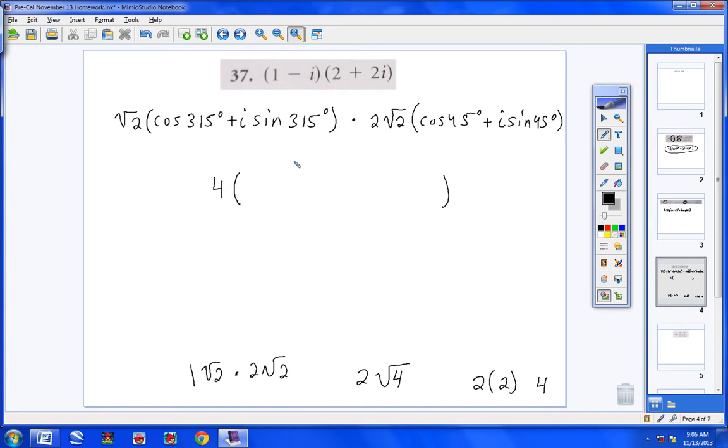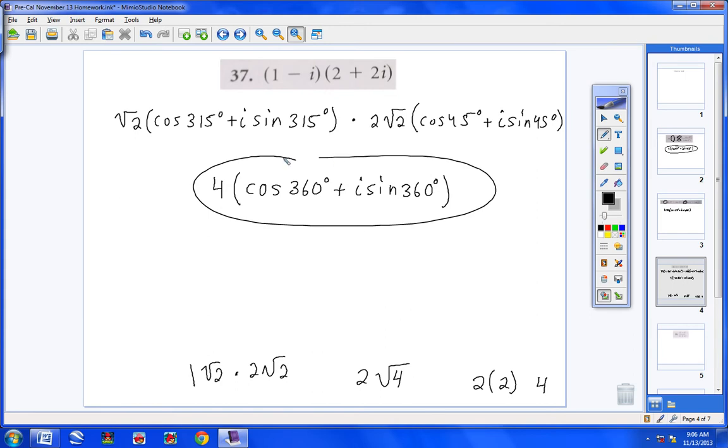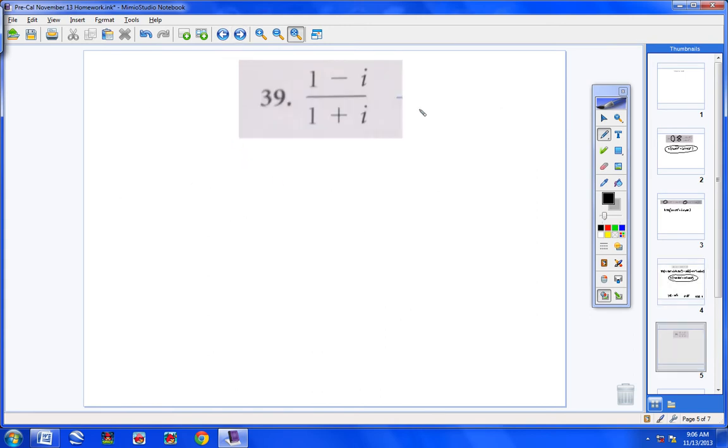And then when you multiply, you add your angles, and 315 plus 45 is 360. So cosine of 360 degrees plus i sine 360 degrees. And we're getting to 360 by adding our two angles together. There we go. 3 down and 3 more to go. All right, let's go ahead.